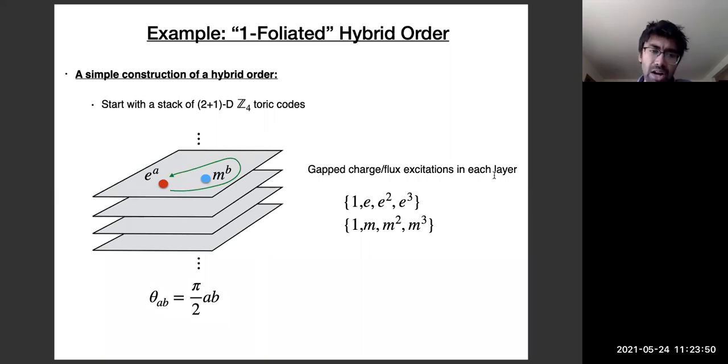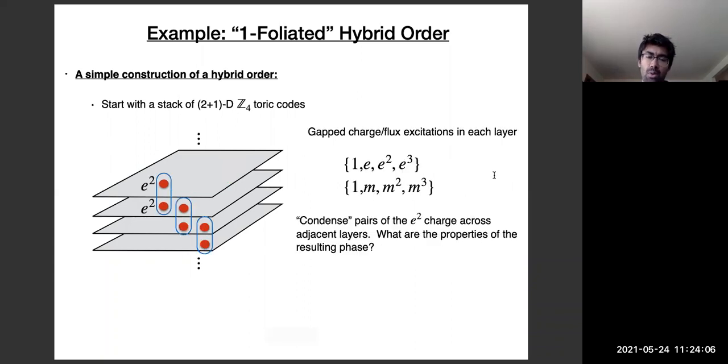So initially, these layers are decoupled, but by condensing an appropriate set of excitations across the layers, we can realize a phase which is hybridizing a Z2 topological order in 3 dimensions with a stack of 2D Z2 toric codes. Specifically, what we can do is consider condensing pairs of the E squared charge across adjacent layers in this stack of 2+1D Z4 toric codes. So this couples the layers together in some non-trivial way.